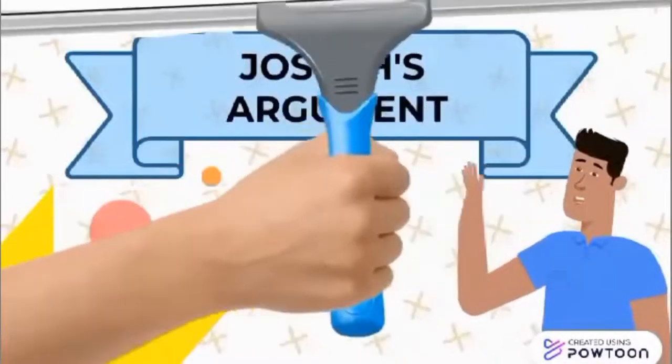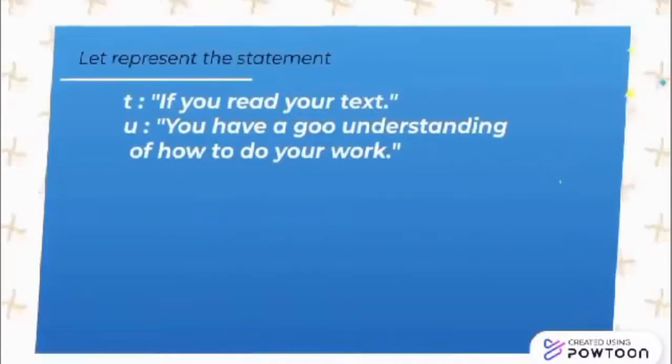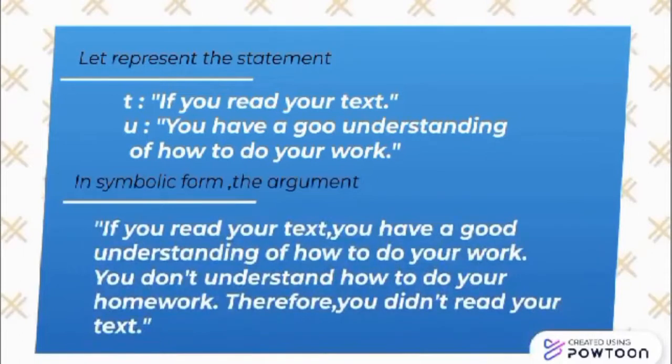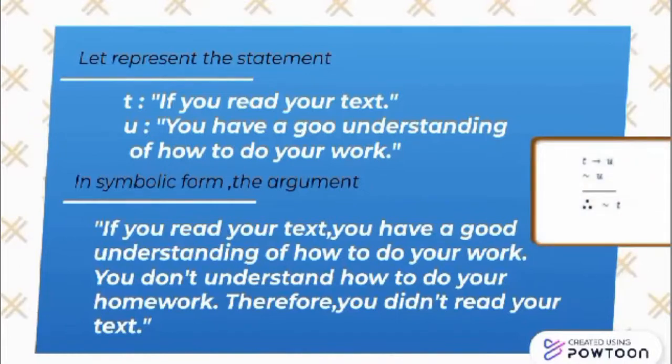Joseph's argument. Let T represent the statement, you read your text. Let U represent the statement, you have a good understanding of how to do your work. In symbolic form, the argument is, if you read your text, then you have a good understanding of how to do your work. You don't understand how to do your homework, therefore, you didn't read your text. The image above shows the symbolic form.